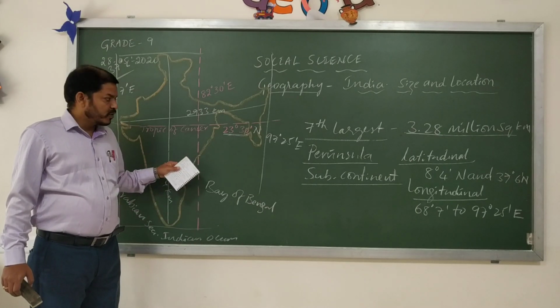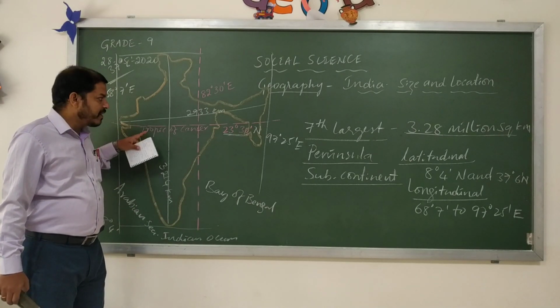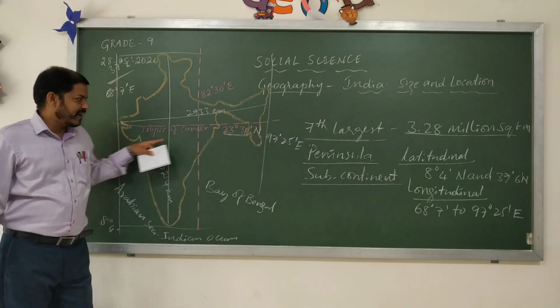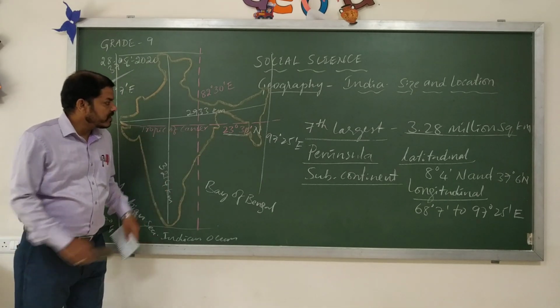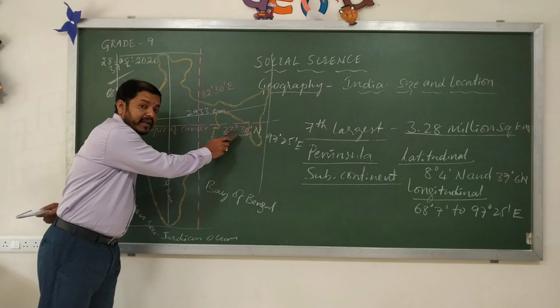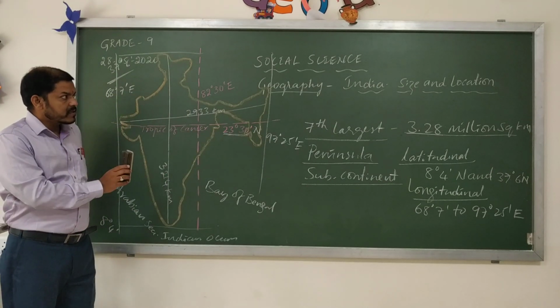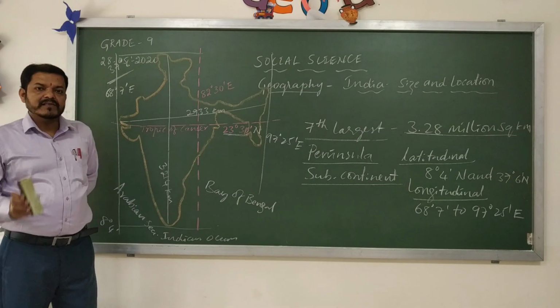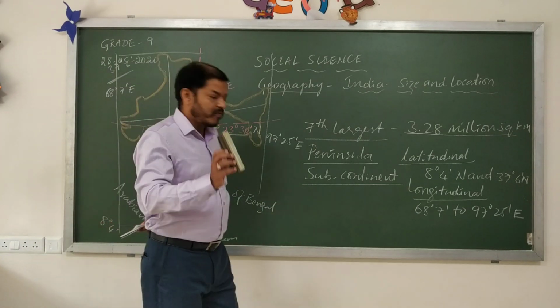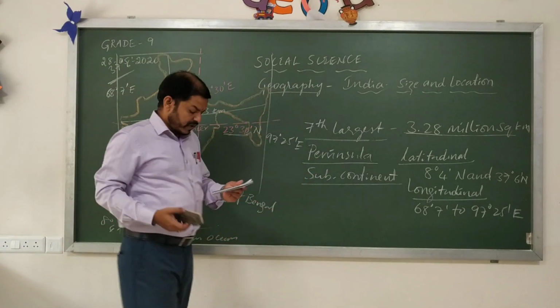Yeah, I already told you people, this is the important latitude that passes through the country. The middle of the country is the Tropic of Cancer, 23 degrees 30 minutes north. This is also north. This is the location of the country. This is the location of India in the world. Let us move on to the next topic.